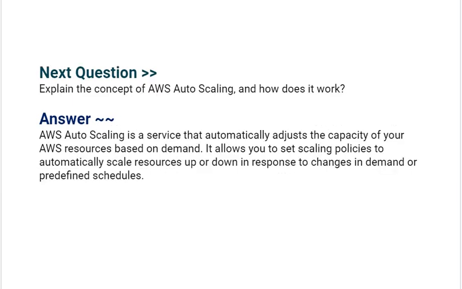Our next interview question is: explain the concept of AWS auto-scaling and how does it work? Your answer should be: AWS auto-scaling is a service that automatically adjusts the capacity of your AWS resources based on demand. It allows you to set scaling policies to automatically scale resources up or down in response to changes in demand or predefined schedules.